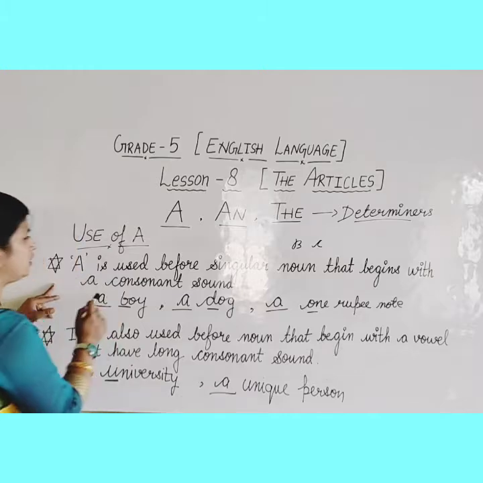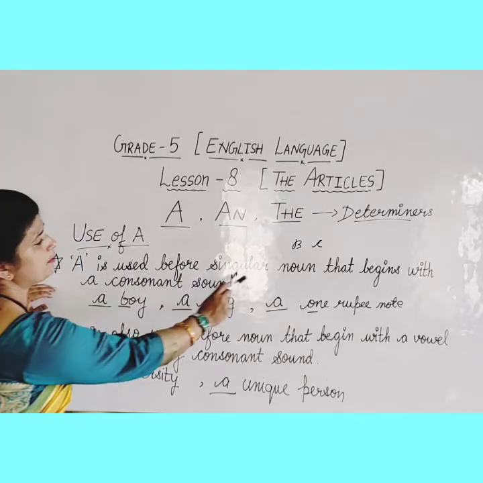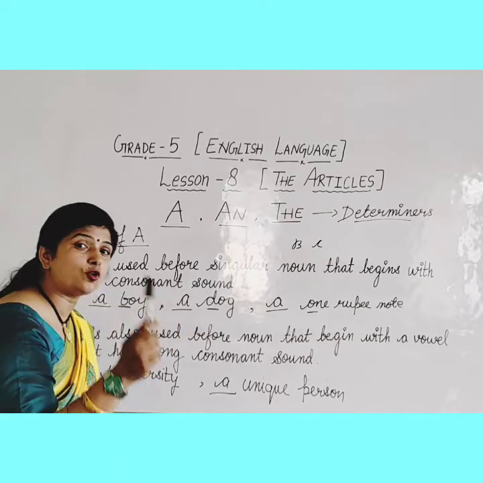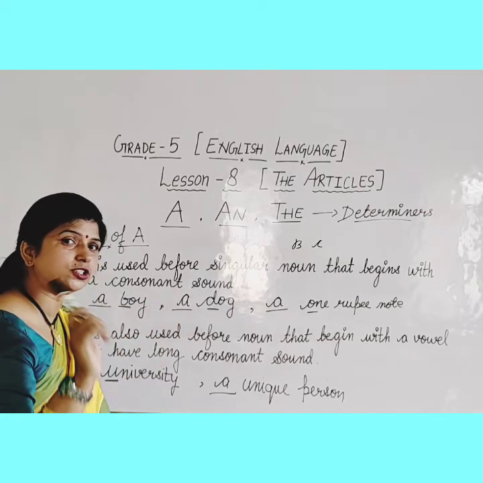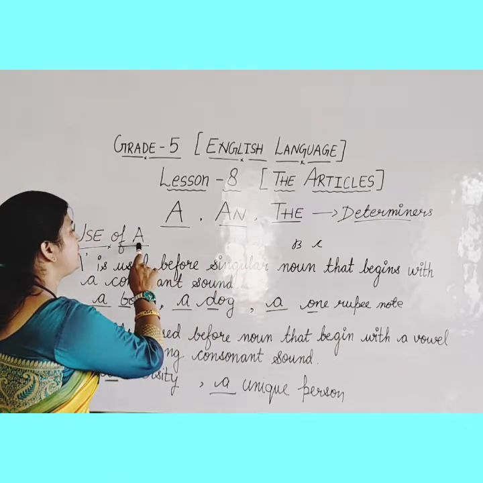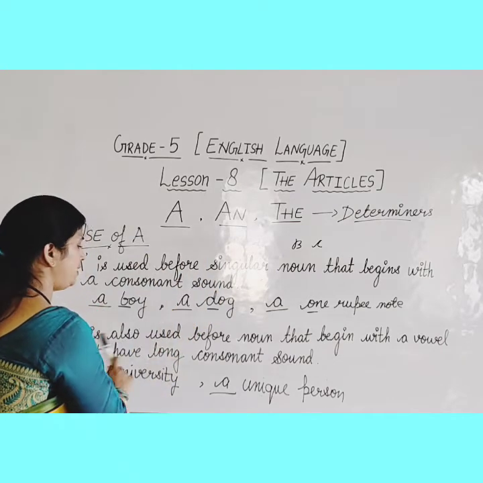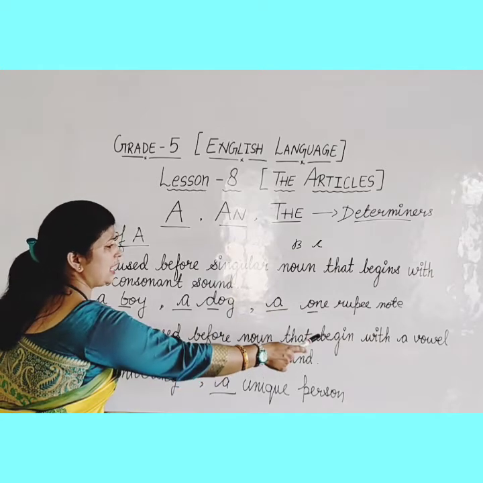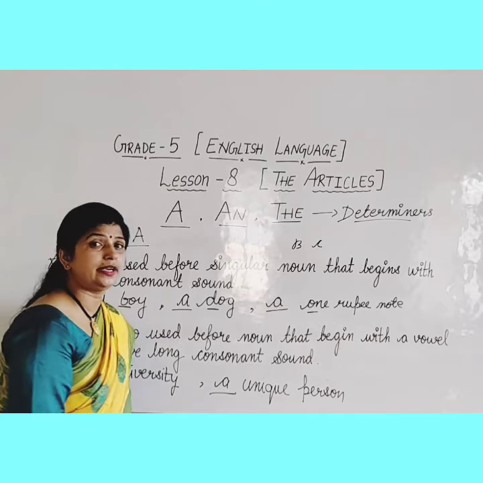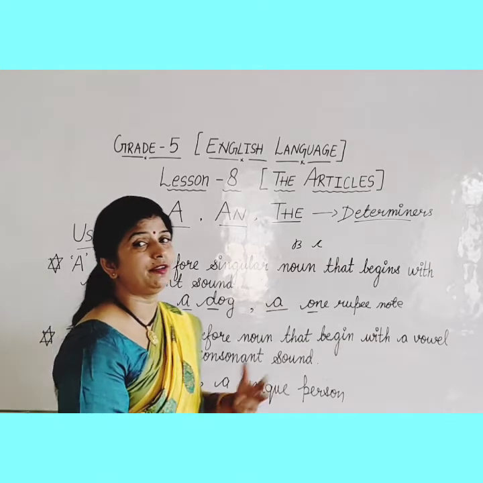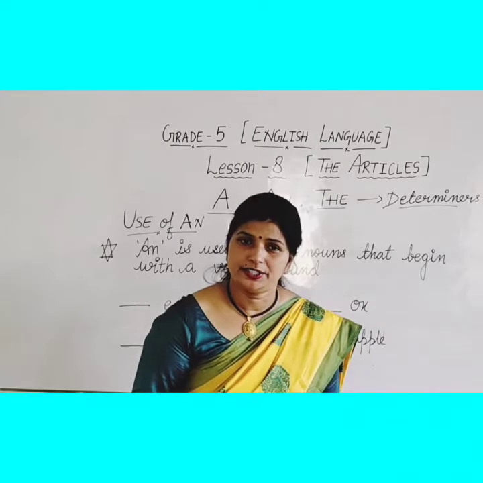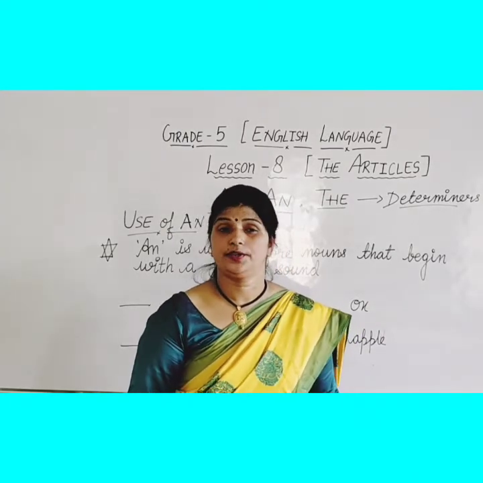Okay. So what we have learned here is that whenever we are talking about a singular noun and it begins with the consonant sound, we have to use a. And although it may start with a vowel, if it has a long consonant sound, then there also we will use a. Okay, have you got it? My dear children, now I will tell you where to use an.